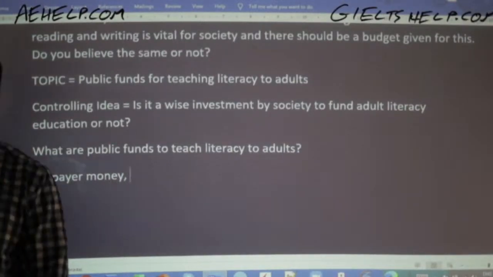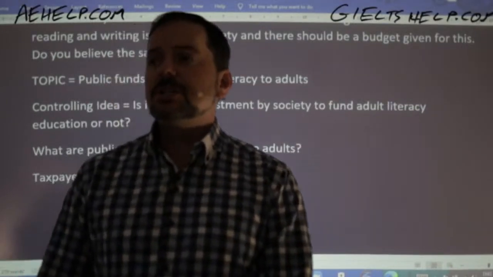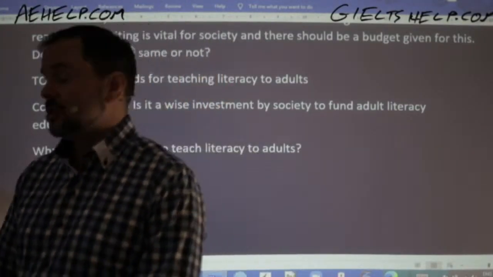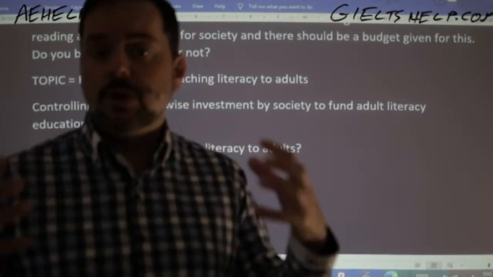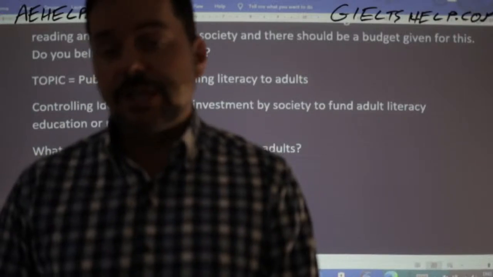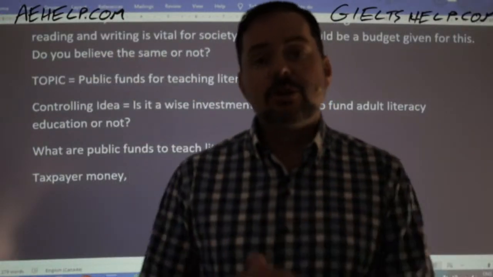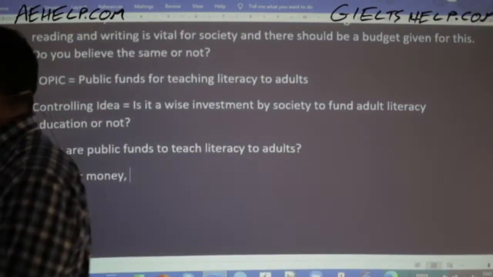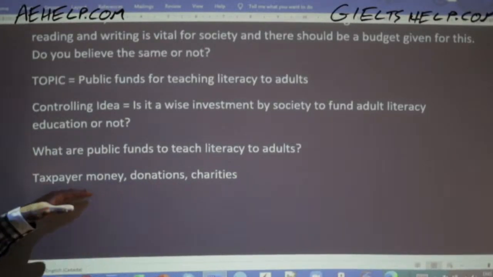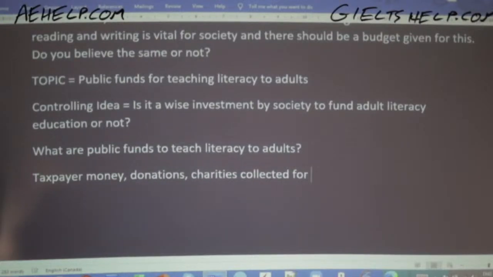So money from the government. Okay, but it's not just taxpayer money. Yeah, very good, Ken. So Ken says, how about money that's donated, like money from charities? Absolutely, and those exist. So this is where you want to be visual and think about the real world. And I bet most of you know that there are charities that take donations to help adults with literacy, okay? So taxes and donations, taxpayer money and donations, charities, absolutely. Those are also public funds coming from people. Okay, so taxpayer money, donations, charities collected for adult literacy programs. Okay, very good.